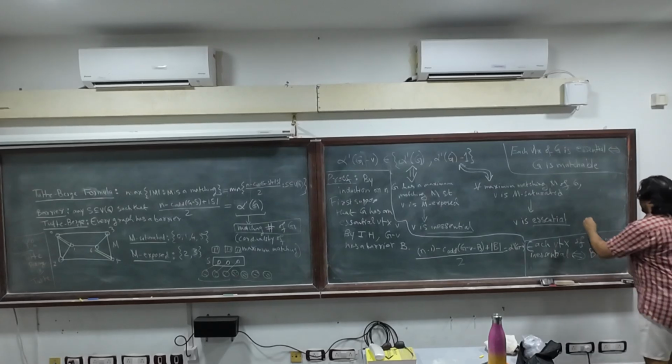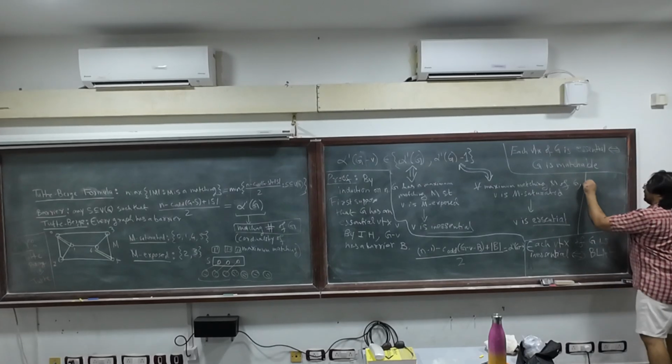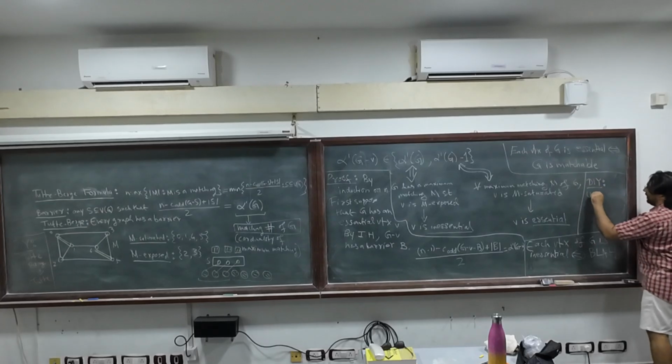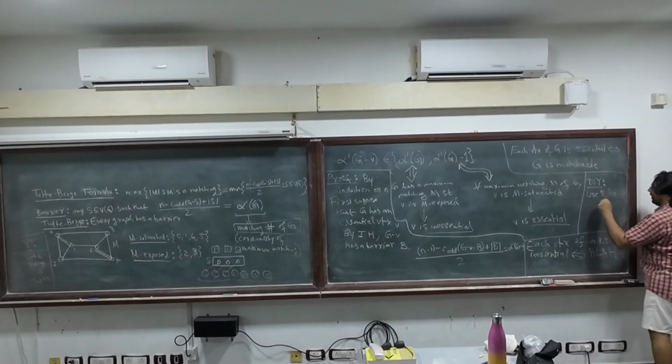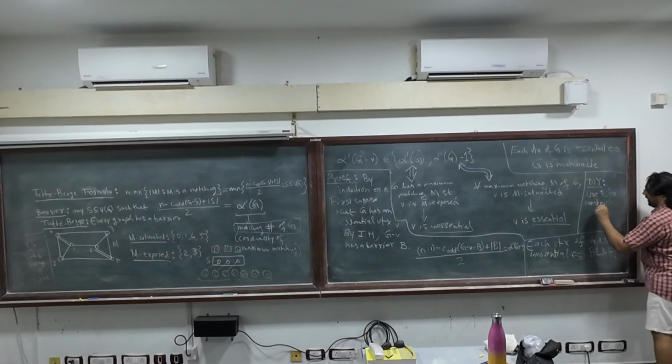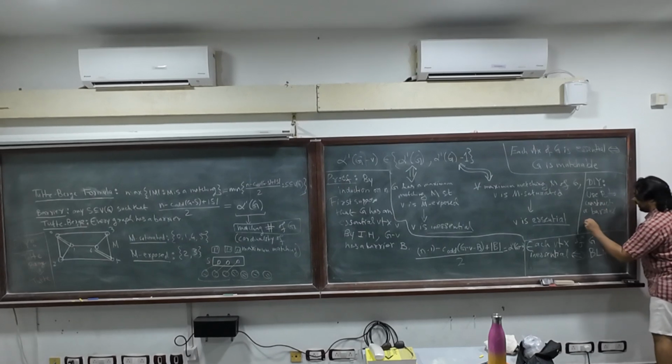So DIY: use B to construct a barrier of G, and of course prove it.